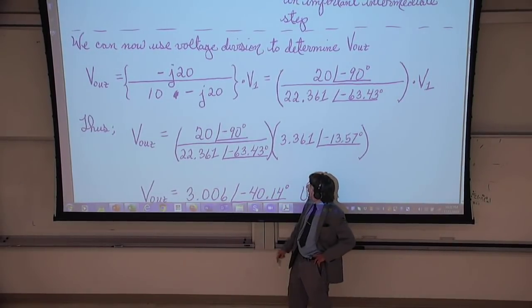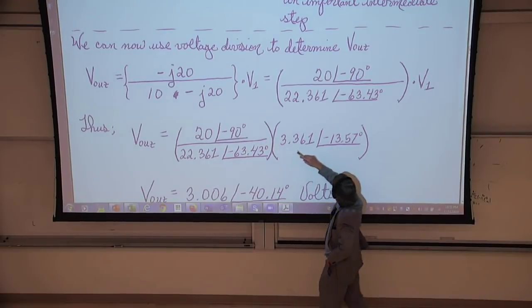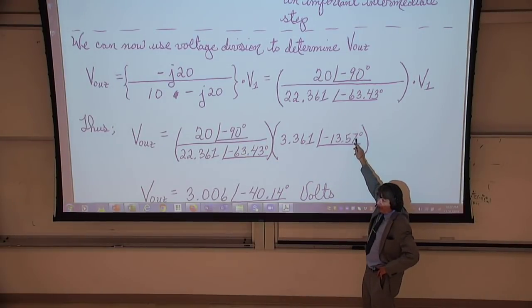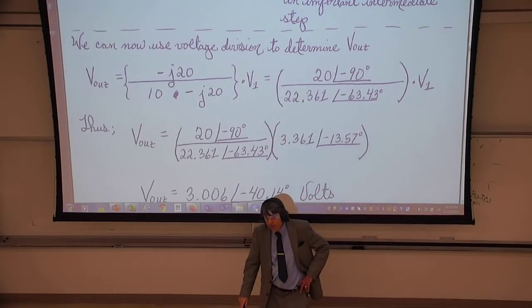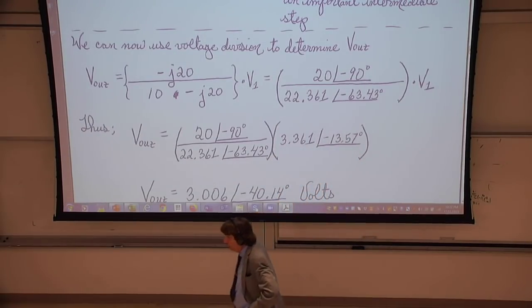How do I handle the angles? Minus 90 plus a minus 13.57 minus a minus 63.43, that's minus 40.14.